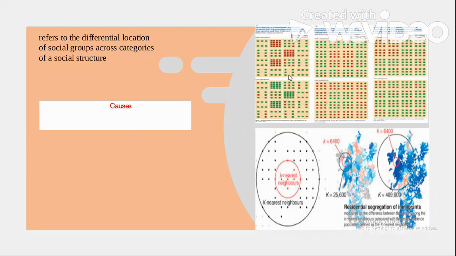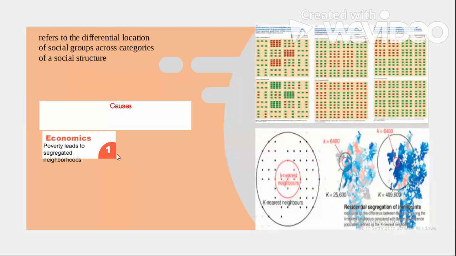Again, if you see over here, this amount of segregation is not much compared to this place or this place. Here the compactness of segregation is much more. Similarly, over here is residential segregation. This place is a segregated zone, segregated from this belt, from this zone. So we will see what are the various causes of urban segregation.